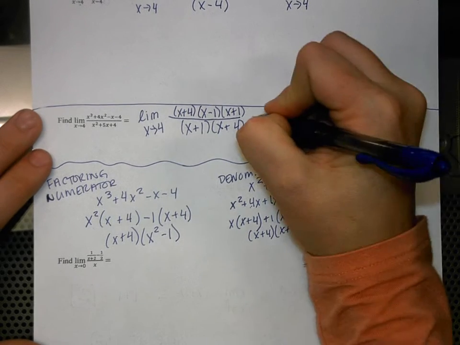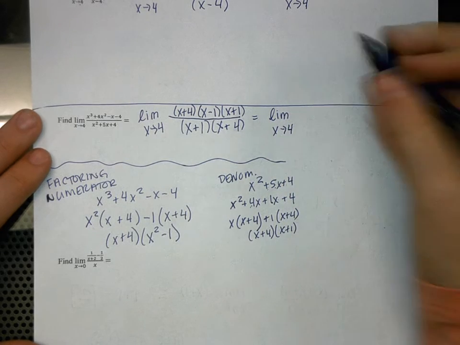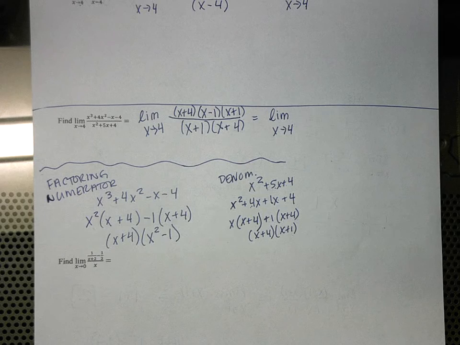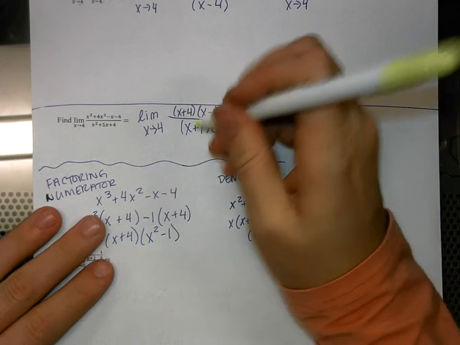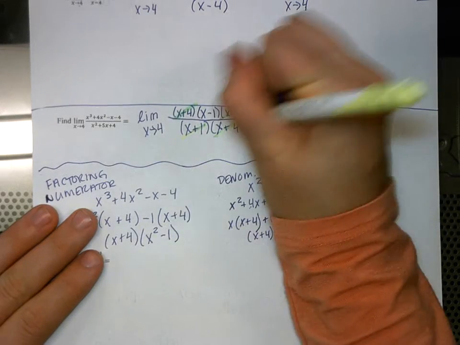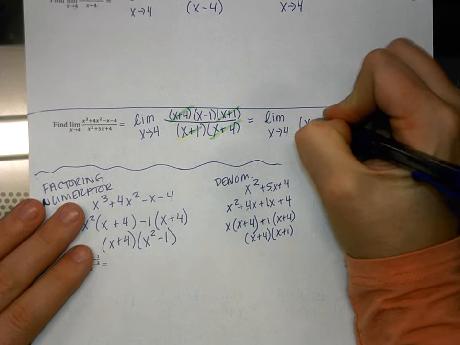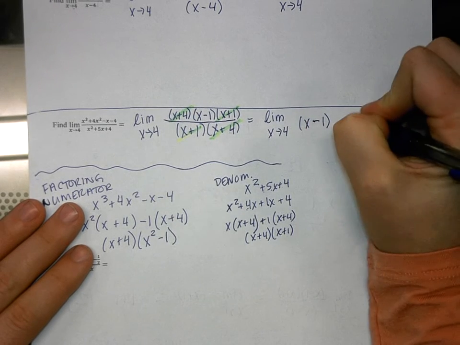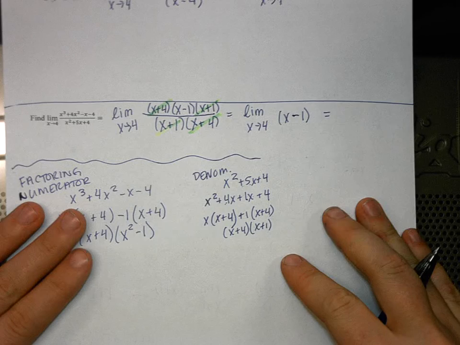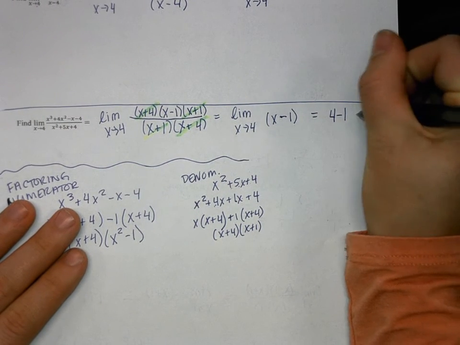Now we're going to reduce. Anything over itself equals 1, so x plus 1 over x plus 1 equals 1. That reduces. X plus 4 over x plus 4 reduces to 1. The only thing I'm left with is x minus 1. Now I can find my limit. To find my limit, I'm going to plug in x, so 4 minus 1 equals 3.